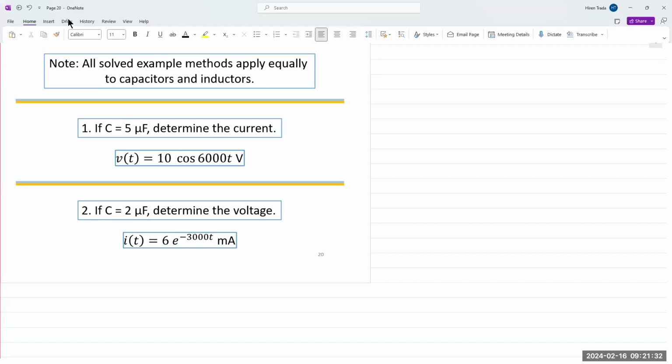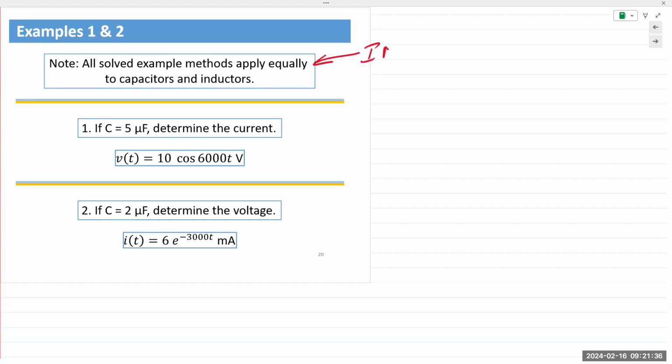It says all examples work exactly the same for both inductor and capacitor. It wouldn't matter if I switch this out with an inductor. The equations would be different, but the examples would work for both. So now, I will come back to 1 and 2 later. Let's go to 3 and 4.